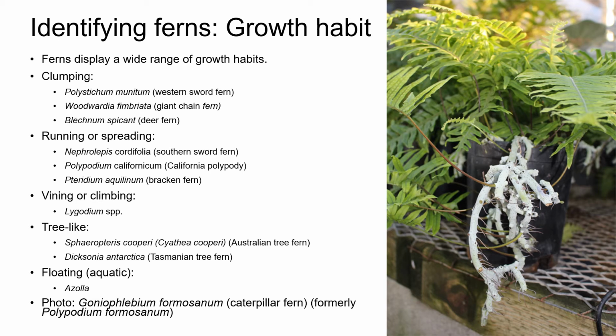I mentioned earlier that ferns display a range of growth habits, and while clumping ferns are the most commonly seen in nurseries, it's also important to remember that we may also see ferns that have a running or spreading growth habit. Some ferns are vining or climbing, and some are tree-like. Azolla, the smallest fern, is an aquatic plant and floats on the water surface. The photo here shows the spreading caterpillar fern with its striking silvery grey, thick rhizomes. This fern can be quite eye-catching when it's planted in a tall container or even in a hanging basket with those silvery rhizomes hanging over the edge.